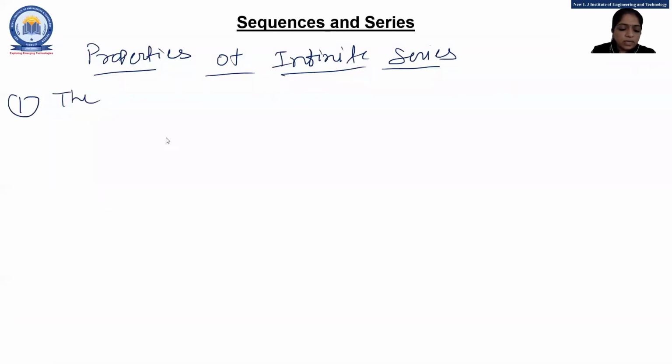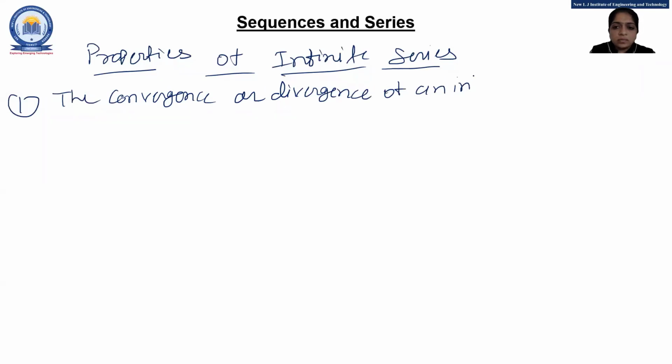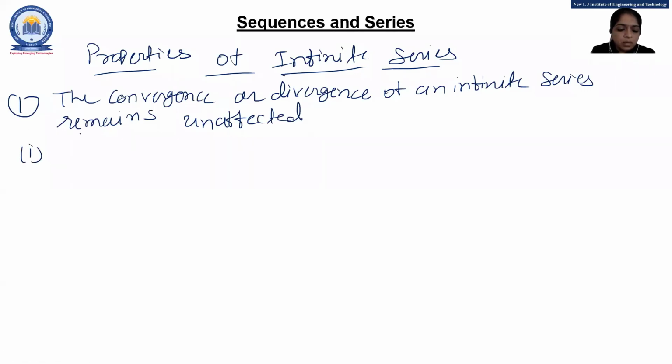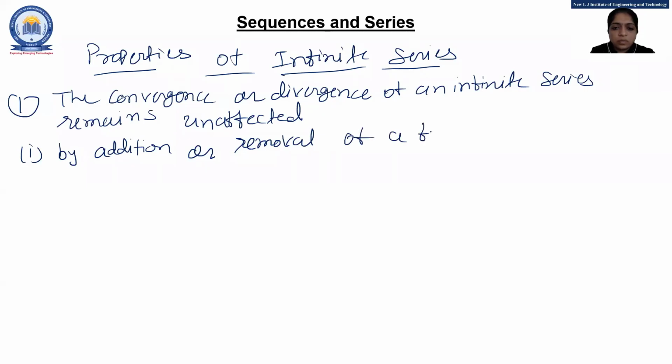Now, the first property of the infinite series is that the convergence or divergence of an infinite series remains unaffected by the addition or removal of a finite number of terms. What does it mean?